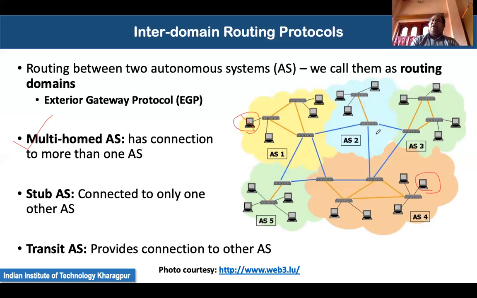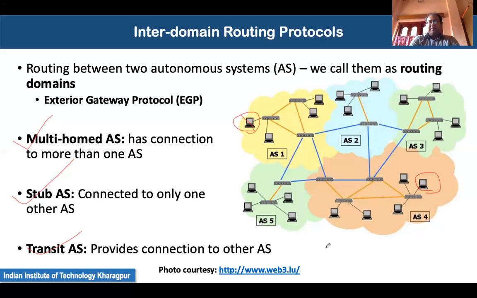Okay, so that is called a multi-homed autonomous system. Then there are the stub autonomous systems. Stub autonomous systems are autonomous systems which are connected to only one autonomous system. That means to get internet connectivity, you always need to rely on the parent autonomous system with which you are connected. And then the transit AS.